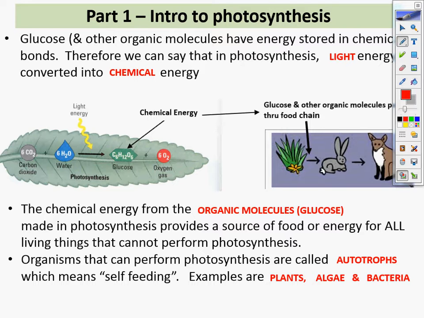The chemical energy from the organic molecules made in photosynthesis is the source of food or energy for all living organisms that cannot perform photosynthesis. Not entirely true, because we do have some sulfur bacteria that don't need to do this and use chemicals, but for the most part, in your world, this makes sense. Organisms that can perform photosynthesis are called autotrophs. What are the ones that cannot perform photosynthesis called? Heterotrophs. Very good. Autotrophs means self-feeding. Examples are plants, algae, and bacteria.